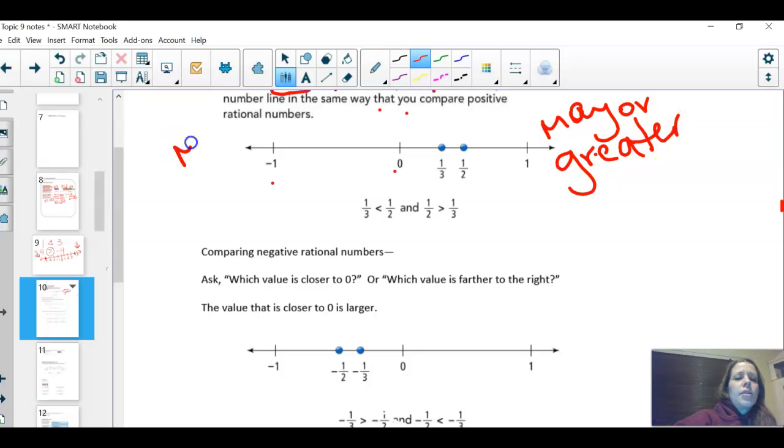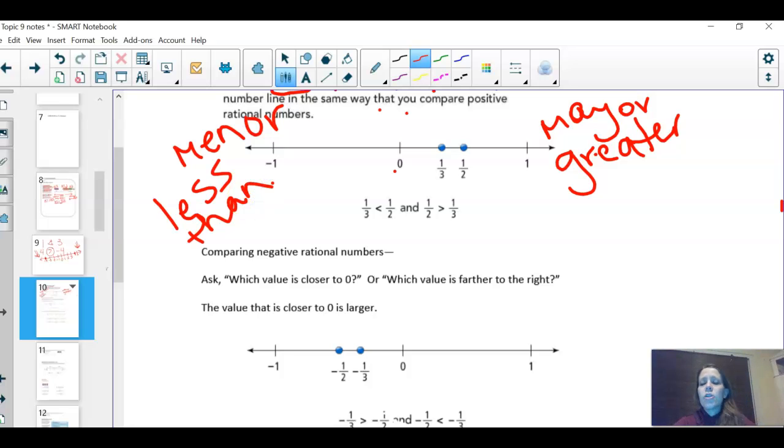And this side, este lado, is menor. This side is smaller or less than. In this case, they show me where the fraction is. En este caso, yo puedo ver que yo tengo un tercio, un medio. I can see I have 1/3 and 1/2.